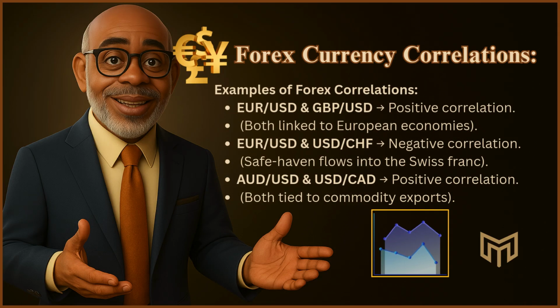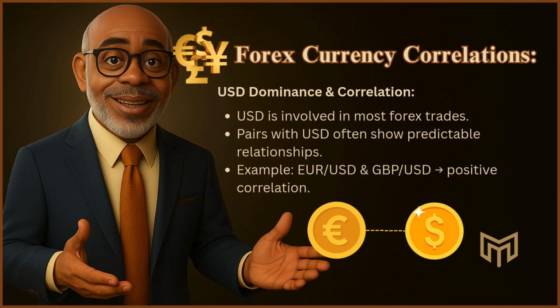Here are some clear examples. The euro over the US dollar and the British pound over the US dollar often show a strong, positive correlation because both are linked to European economies. The euro over the US dollar and the US dollar over the Swiss franc often move in opposite directions due to safe haven flows into the Swiss franc. And pairs like the Australian dollar over the US dollar and the US dollar over the Canadian dollar are both tied to commodities, giving them a positive correlation.